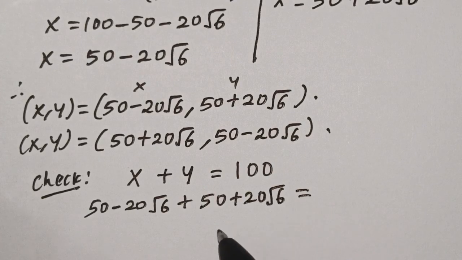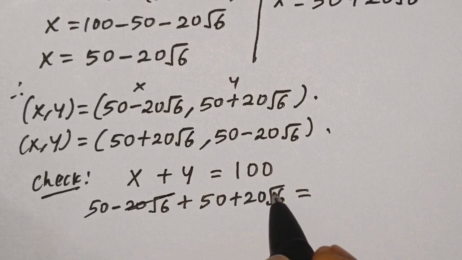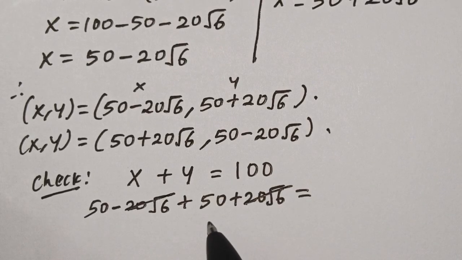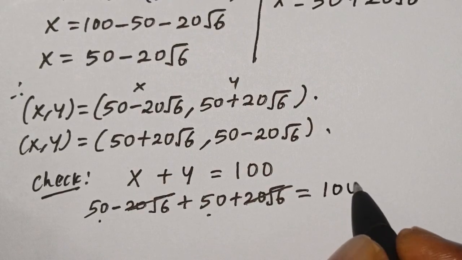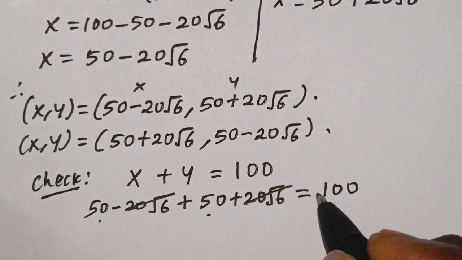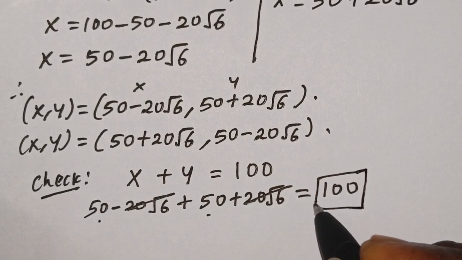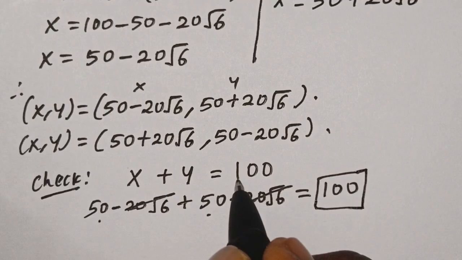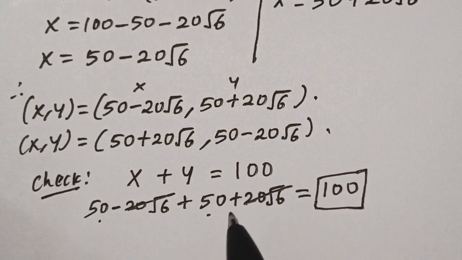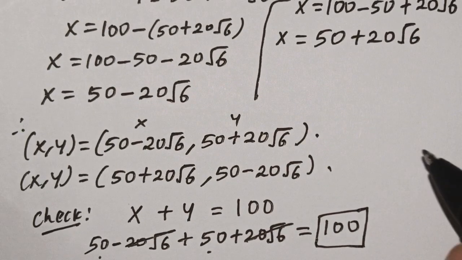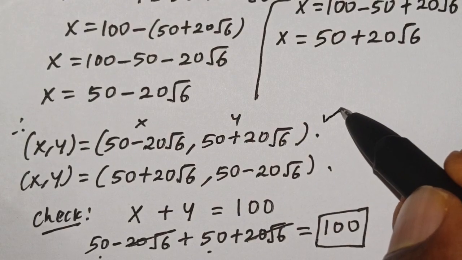This equal to, clearly, minus 20 root 6 plus 20 root 6, that is 0. 50 plus 50, 100. You will see that what we have here is exactly equal to the right hand side of this equation. That means, indeed, the first solution is correct.